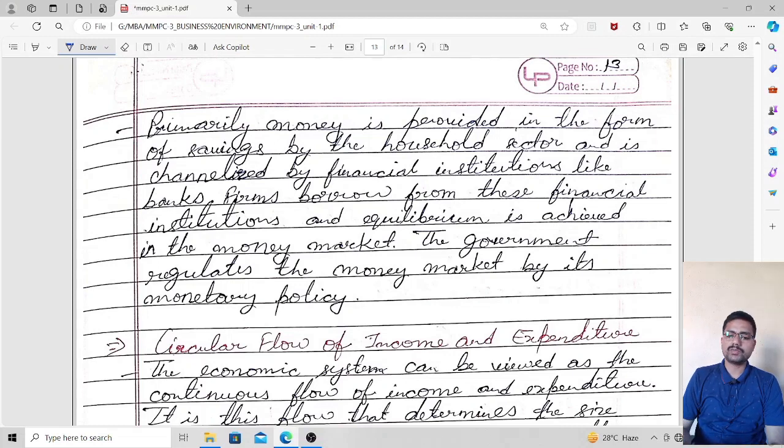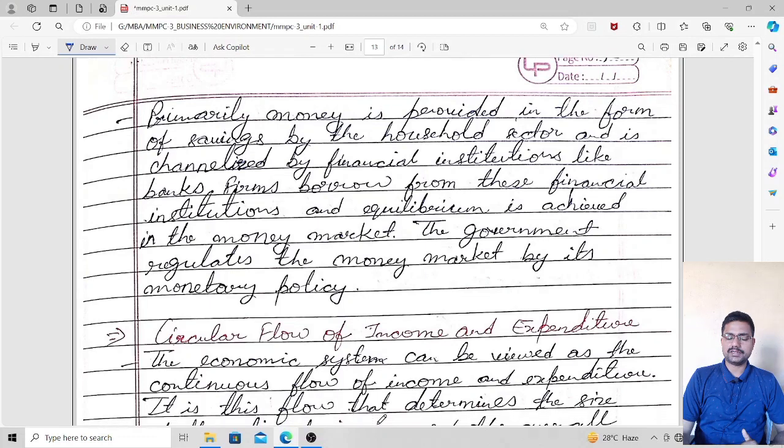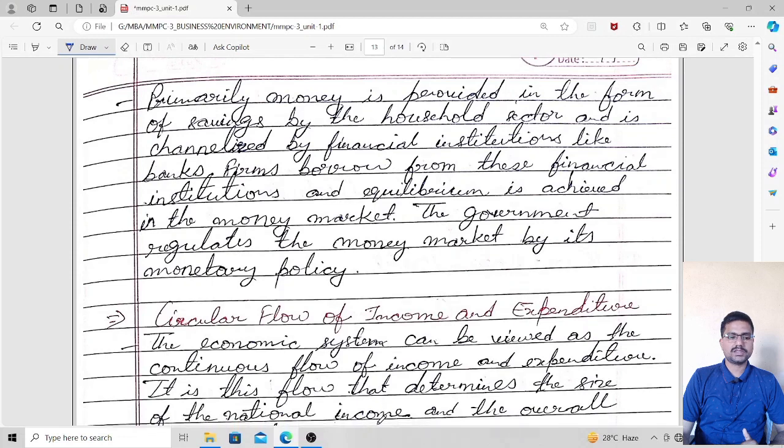The government regulates the money market by its monetary policy. Banks work as the intermediary between the household sector and the firms, channelizing savings from the household sector to the firms. The regulation is done by the government through the monetary policy.